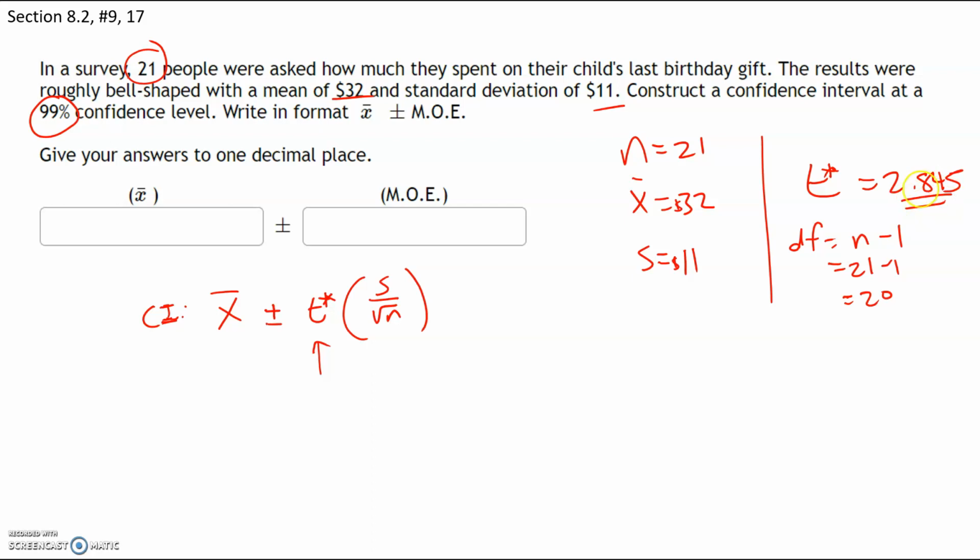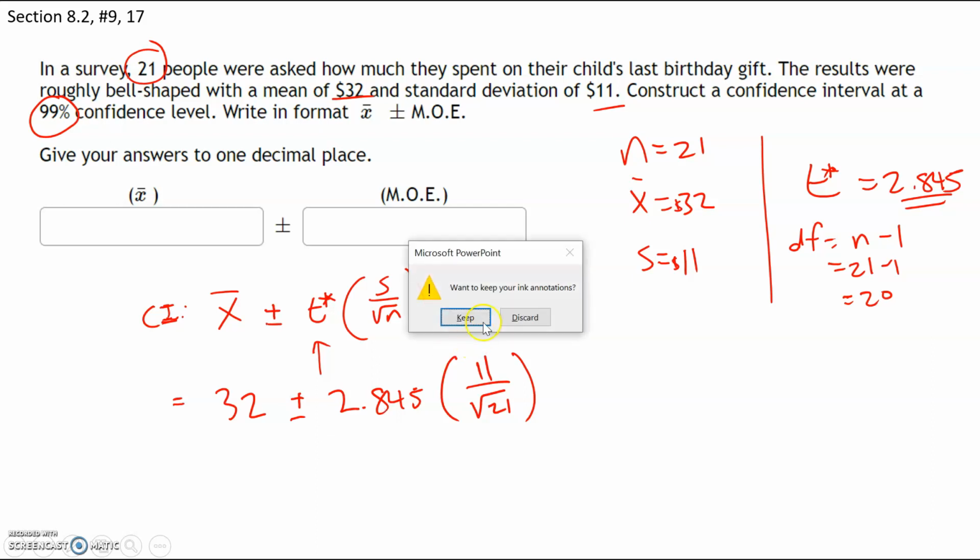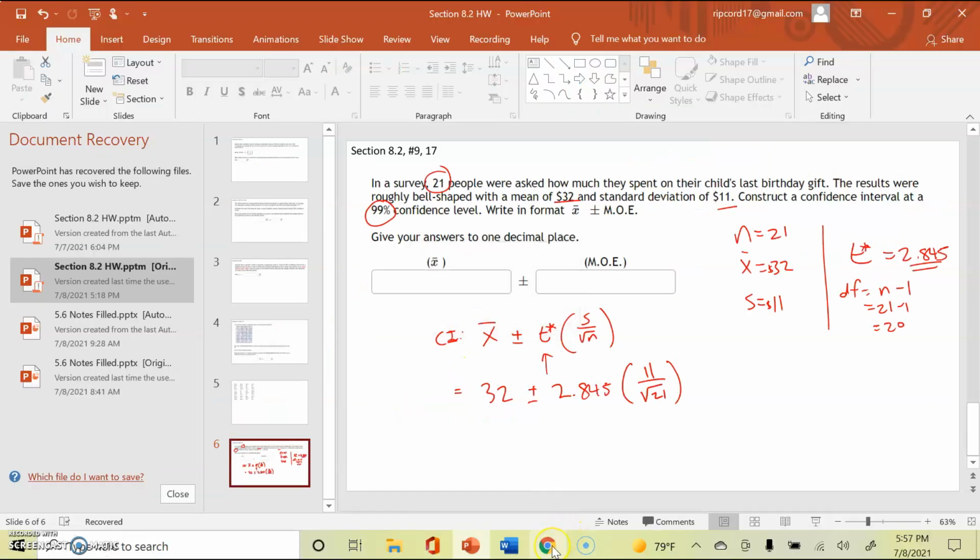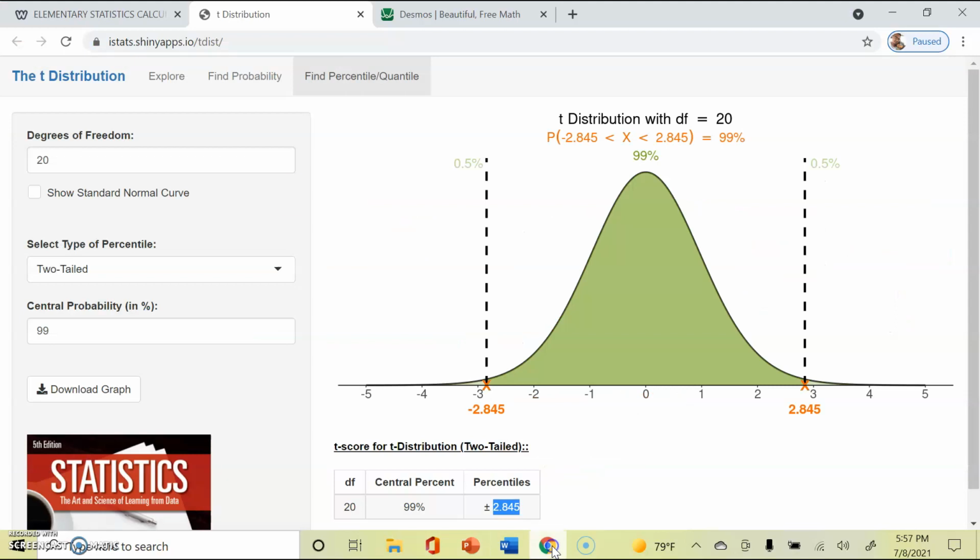Now let's plug everything in. So the sample mean is going to be $32 plus or minus your critical value, which is 2.845, times the sample standard deviation, which is 11, divided by square root of n, which is radical 21. And once we have that, we just have to go to desmos.com and plug this in to get our interval.